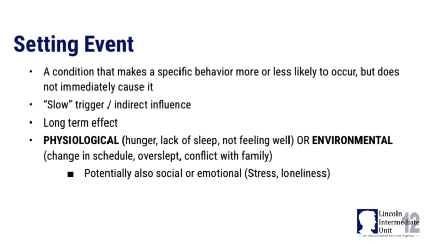They can be physiological, like I said, hunger, lack of sleep, not feeling well, or environmental, things like a change in their typical routine or schedule. They overslept, conflict with family. I would also put in here maybe like having a substitute for the day rather than the typical adult they're working with. And then they also potentially could be social or emotional. So, long term impacts of things like stress or loneliness.